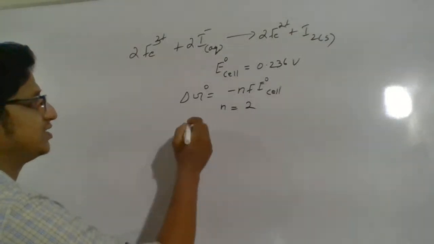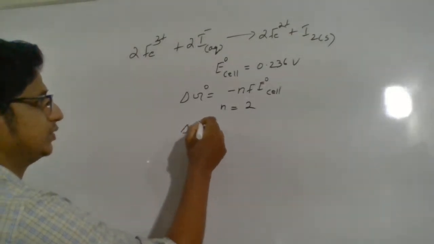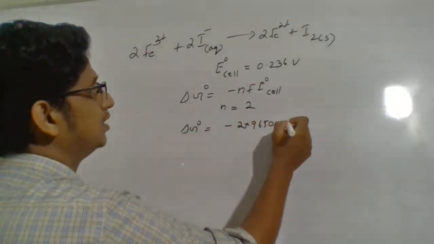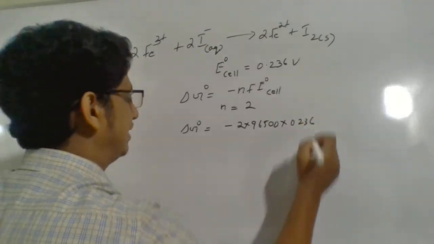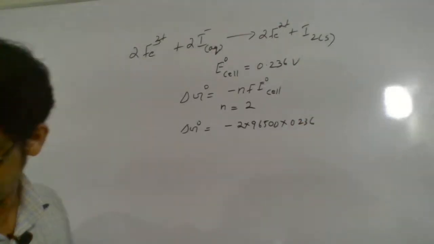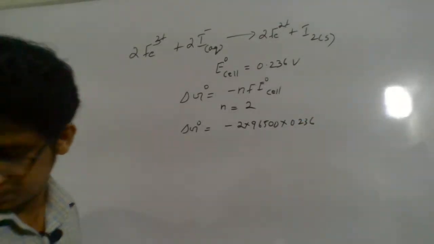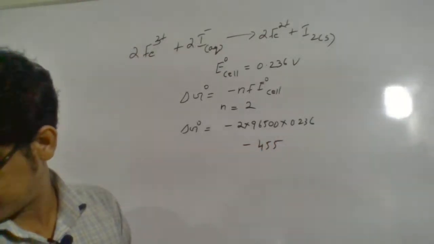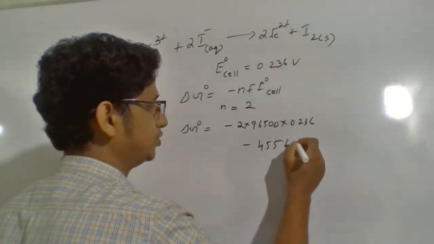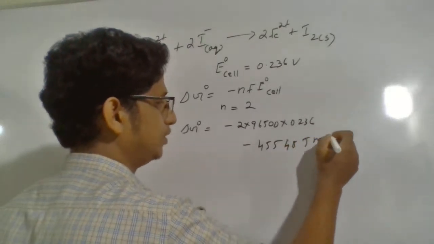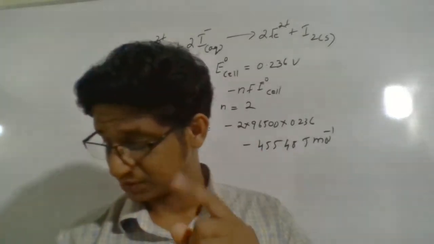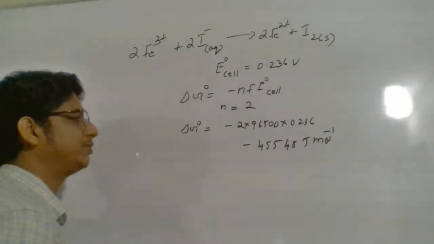So here n is equal to 2, which means delta G0 is equal to minus 2 into 96500 into 0.236. Apply it here, and you will get the delta G0 value, which comes to around minus 45548 joule per mole. So that's the answer you will get for the standard Gibbs energy change. That's the first part. Second part, find the equilibrium constant.